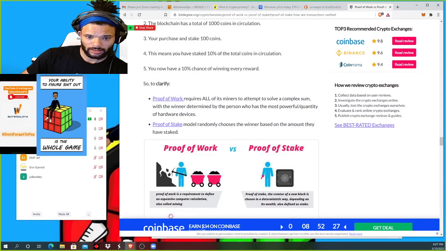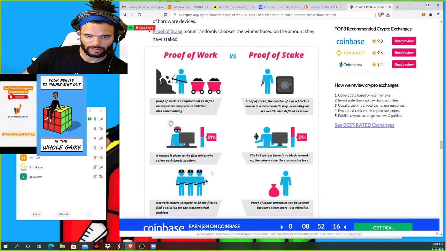Compared to that, the proof of stake model randomly chooses the winner based on the amount they have staked. So again, for proof of stake, once the block is complete, they randomly choose the winner. Let's look at this little picture. What are they talking about here?